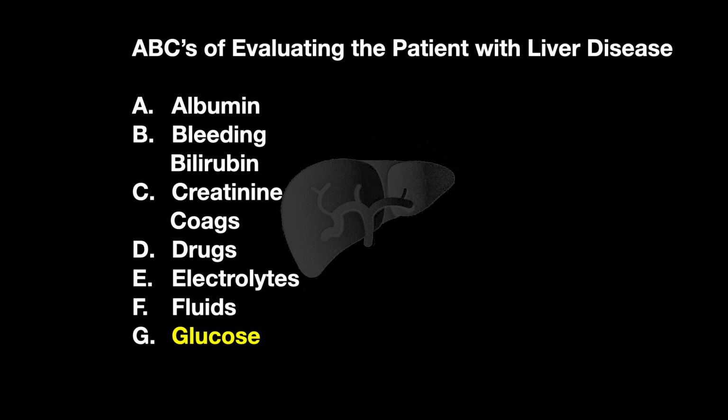And finally, G is for glucose. The liver is important for many metabolic processes, including storing and mobilizing glycogen. About 30% of patients with cirrhosis have diabetes. Therefore, glucose levels should be monitored in patients with advanced liver disease.